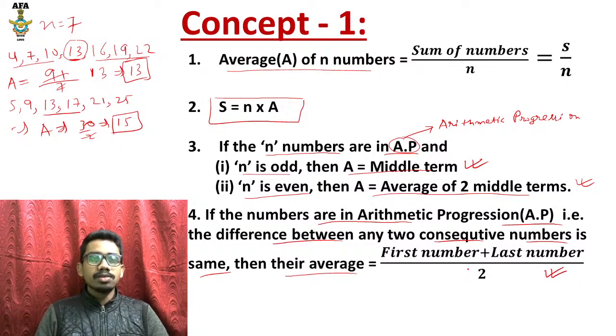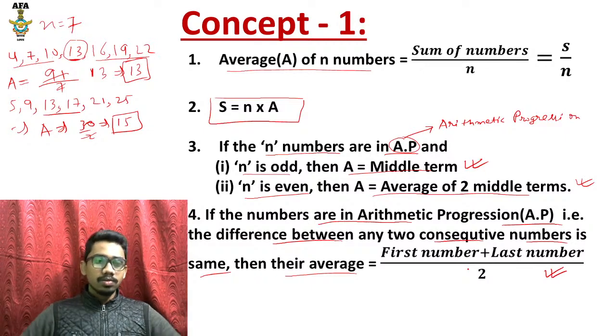Like, the difference between 7 and 4 is 3. The difference between 7 and 10 is 3. 13 and 10 is 3. 16 and 13 is 3. And here you can check, the difference between 5 and 9 is 4, and 13 and 9 is 4, 17 and 13 is 4, 21 and 25 is 4. Okay, so they are in arithmetic progression.